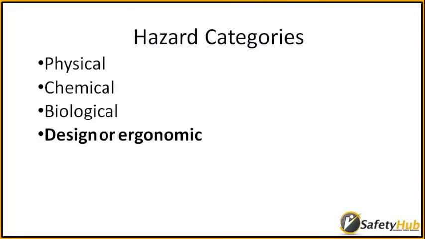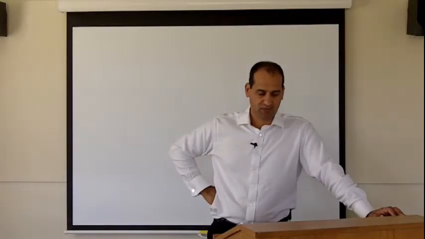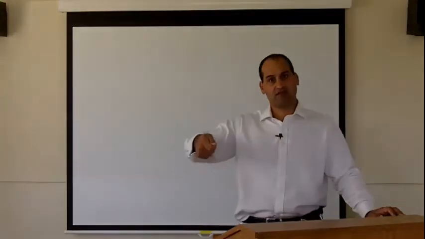Design or ergonomic. You know, ergonomics is all about matching the job to the worker. And have a look at your workplace under this category. A recent and classic example was the way airlines, or Air New Zealand, have changed their check-in procedures. It used to be the check-in person would have to move the bags. So you checked in, you put your bags on the scale, and then they'd have to lift them up from the scales and then put them on the conveyor belt.